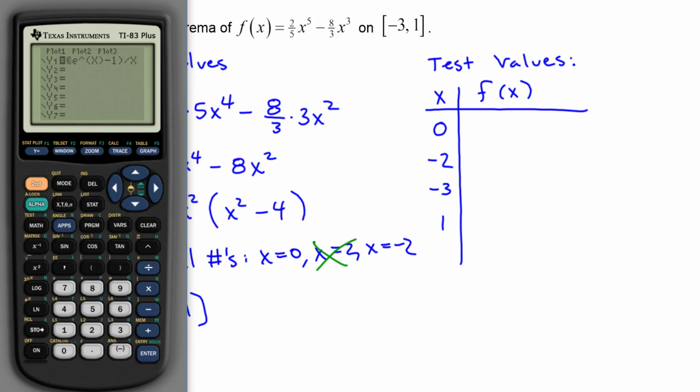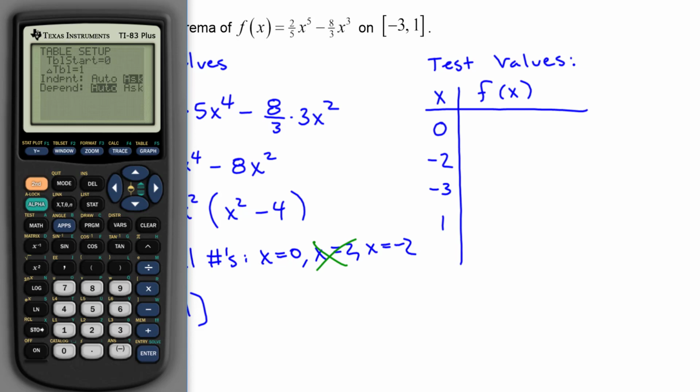So I'm going to put my function in, which is 2/5, and, oops, not 25, 2/5. If you're unsure as to whether a fraction needs to be in parentheses or not, it doesn't hurt to go ahead and put it in parentheses. And then that's multiplied by x to the 5th. Then it's minus 8/3 x to the 3rd power. And I will just check and make sure my table settings are proper. All I need is the independent variable set to ask, the dependent variable set to auto.